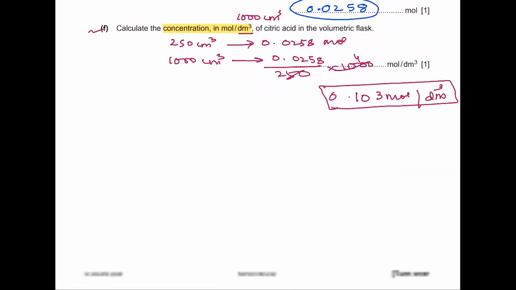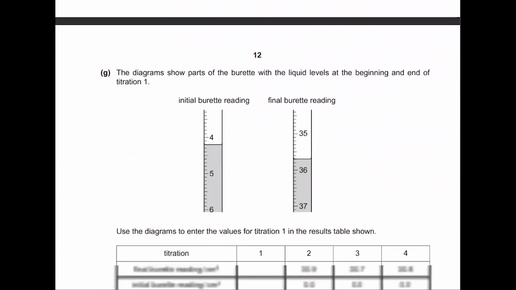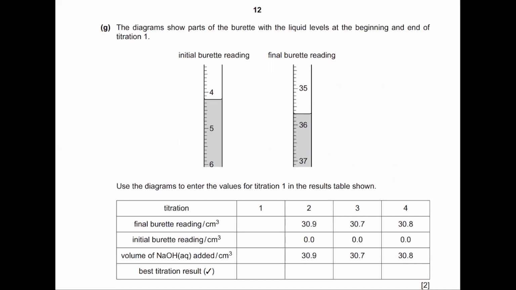Going further, let's see what is the next part of the question. Okay, we have the G part over here. In this G part, the diagram shows a part of a burette with the liquid levels at the beginning and at the end of the titration. This is the initial reading of the burette and this is the final reading. As I've already told you in the previous videos, we always read the burette upside down. So the initial reading will be 4.2 here.